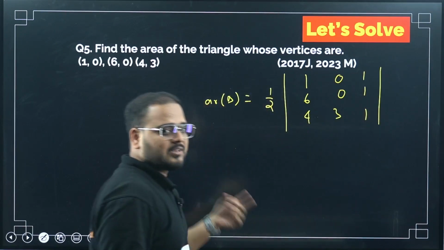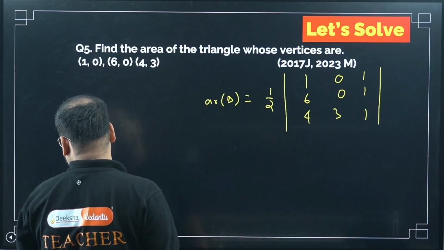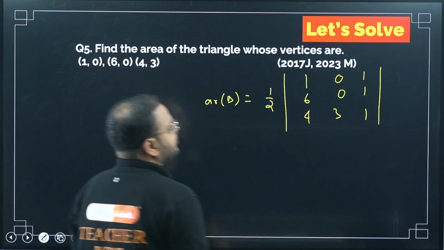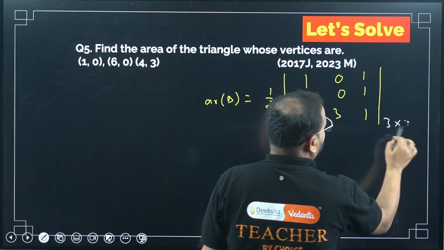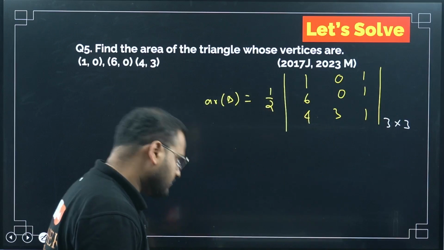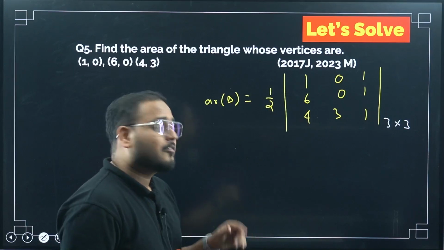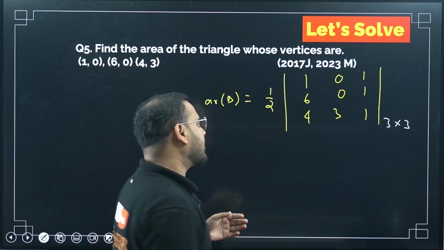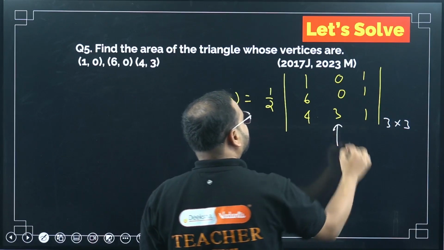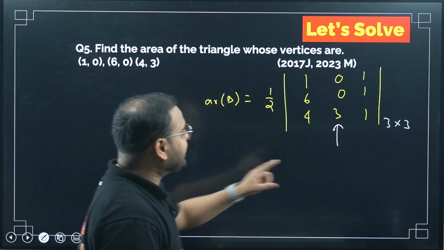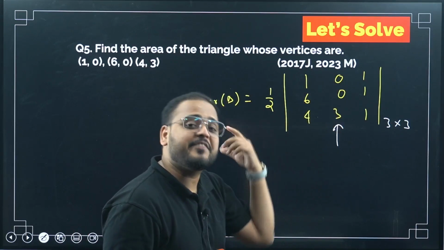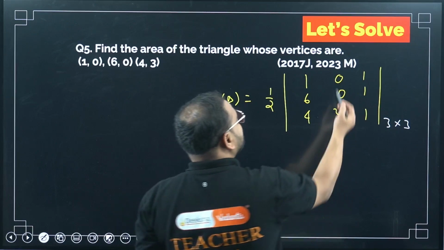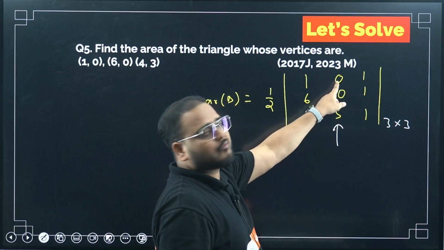Now I have to find what? Determinant of this 3 cross 3 matrix. Yes or no? Yes, sir. Now what did I say? First of all, we can find across any row, any column. Look at the second column. It has the maximum number of zeros, 0, 0 and 3. So I can find using this column very, very easily. For 0 I don't have to find, it will become 0.